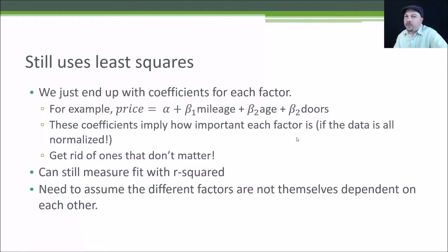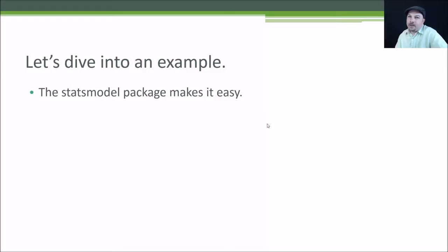Now I can still measure the quality of a fit with multivariate regression using R-squared. Works the same way. And one thing you need to assume when you're doing multivariate regression is that the factors themselves are not dependent on each other. And that's not always true, so sometimes you need to keep that little caveat in the back of your head. So for example, in this model, we're going to assume that mileage and age of the car are not related, but in fact, they're actually probably pretty tightly related. So that is a limitation of this technique, and it might not be capturing that effect at all, okay? Fortunately, there's a statsmodels package available for Python that makes doing multivariate regression pretty easy. So let's just dive in and see how it works.